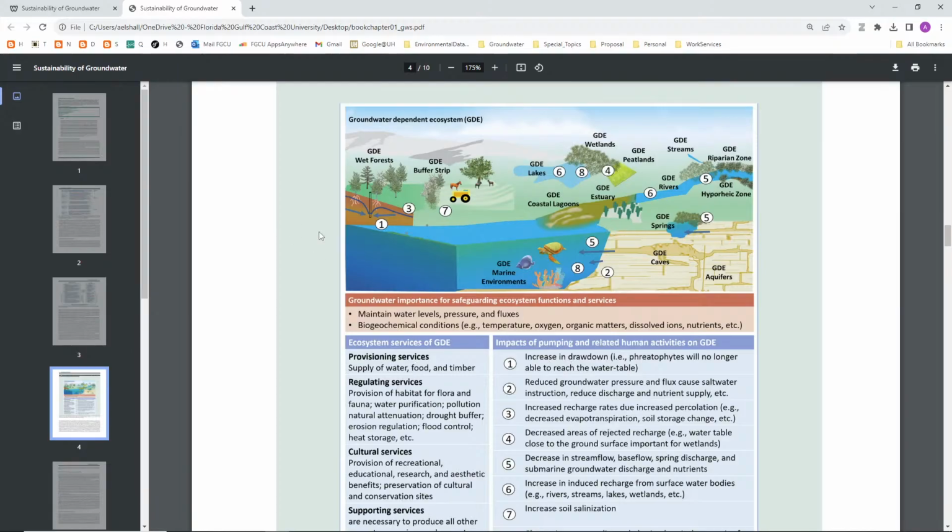So, for example, number 1, you have this wet forest, and you have increased drawdown. Phreatophytes means you have these trees and their roots are at the groundwater table. Phreatophytes will no longer be able to reach the water table. If I pump the water, I will decrease this level, this blue line will go down, and then this plant root will not be able to reach the water table.